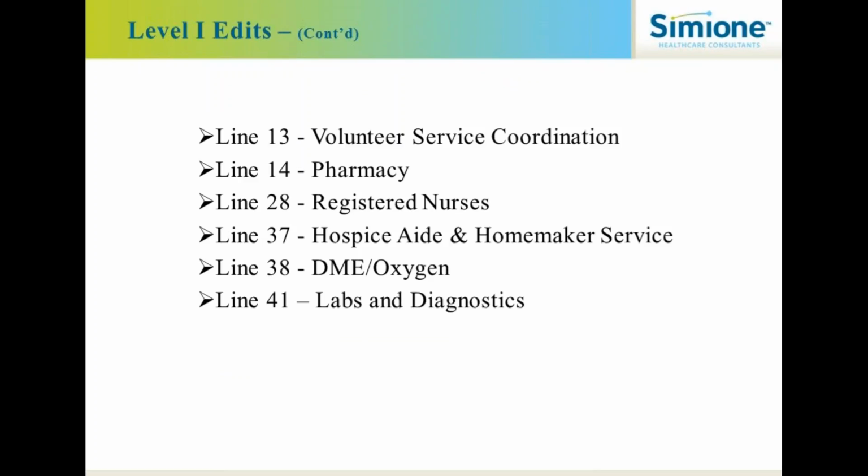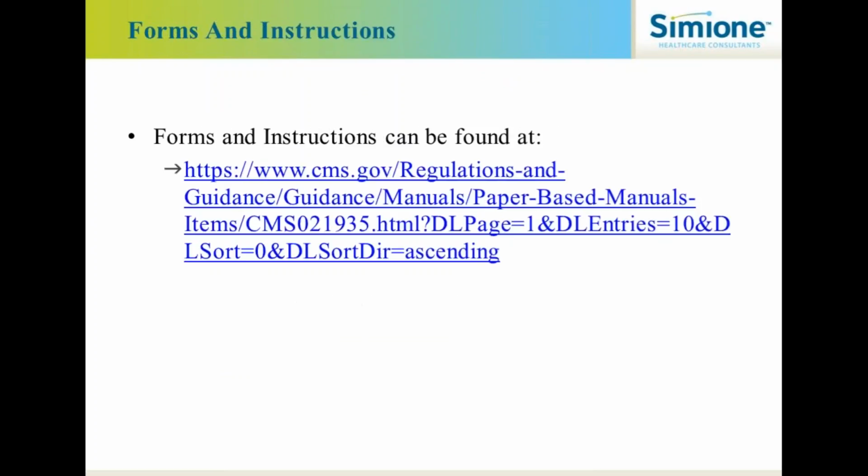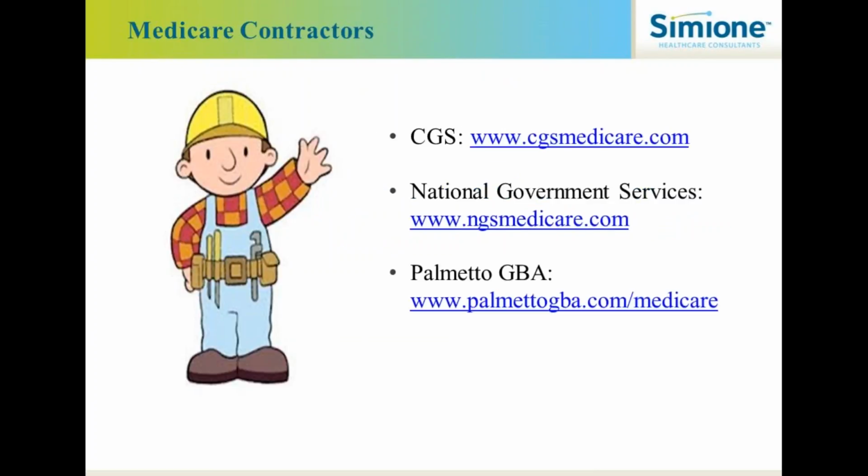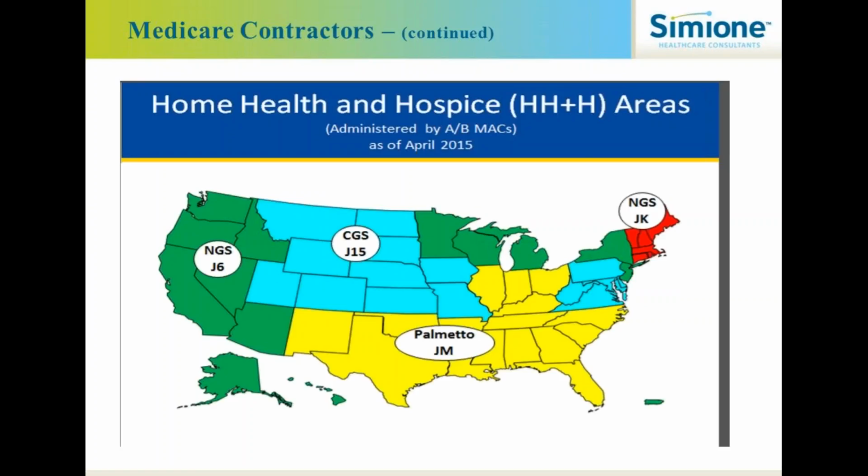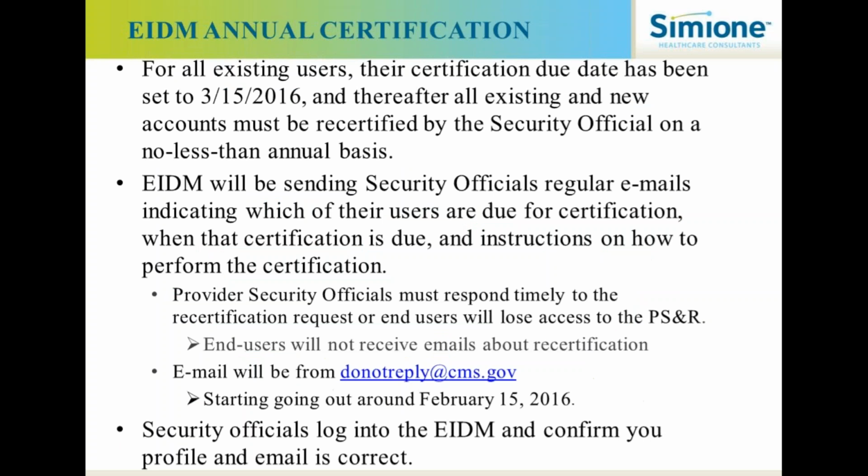Here's a link where you can find the instructions on the CMS website. Slide 85 is the websites for all the Medicare contractors. Slide 86 is the map for your home health and hospice areas and your different MACs. Next slide, we're going to talk a little bit here about the EIDM annual certification.